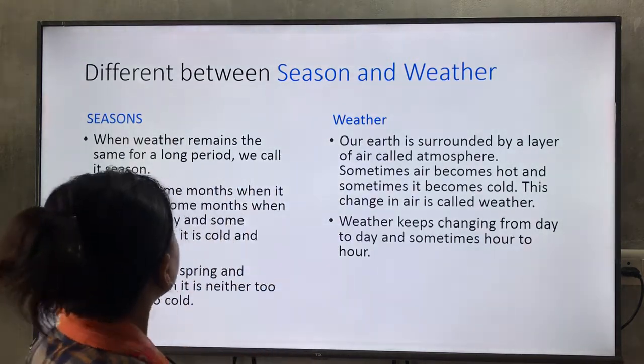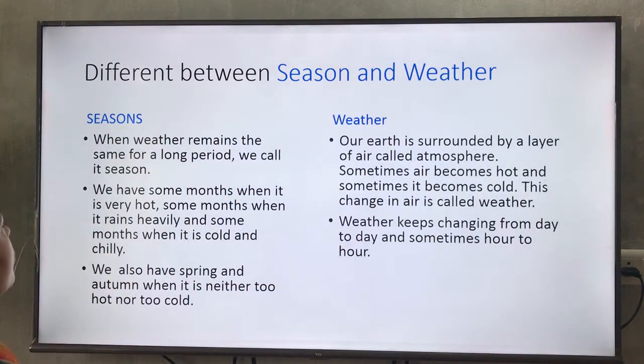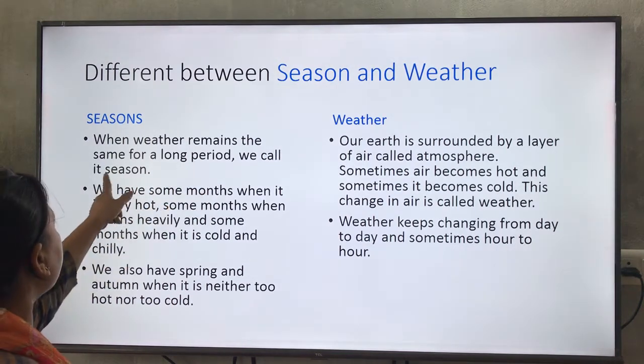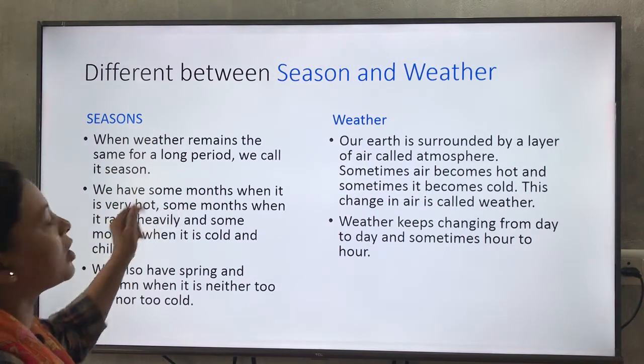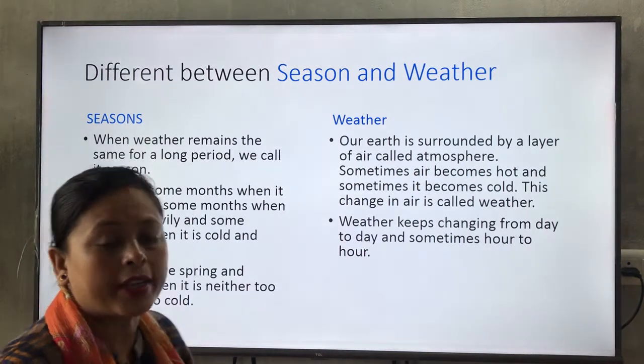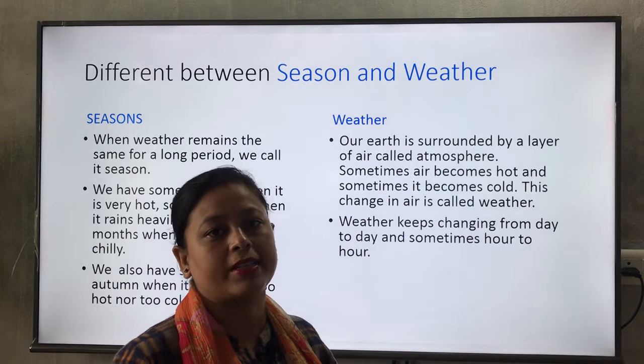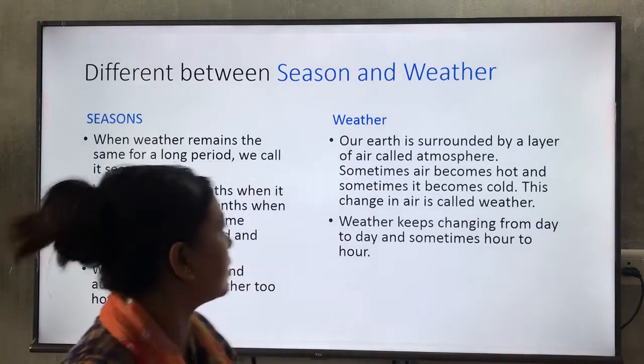Now, difference between season and weather. Seasons. When weather remains the same for a long period, we call it season. So, when the weather remains for a long period like 2 to 3 months, that is called season.